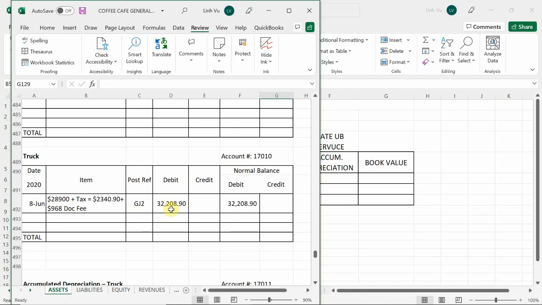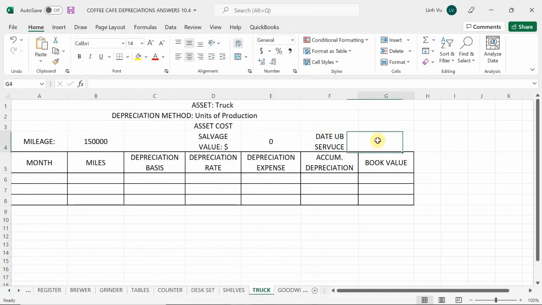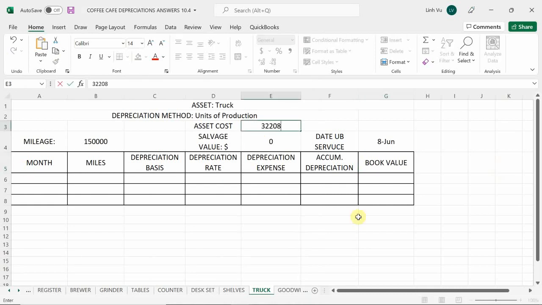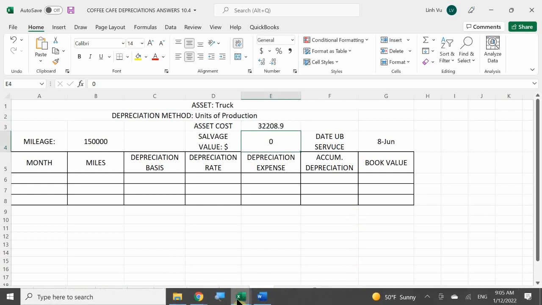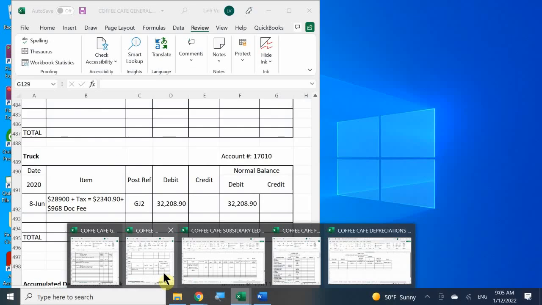The minute you drive off the parking lot, the day that you buy it, it immediately depreciates. So in this case, we are going to depreciate it as of June 8th, which in our assumption is what we need to do for the month of June. And the truck is worth $32,208.90. Okay.